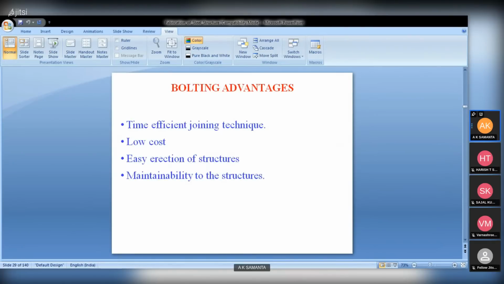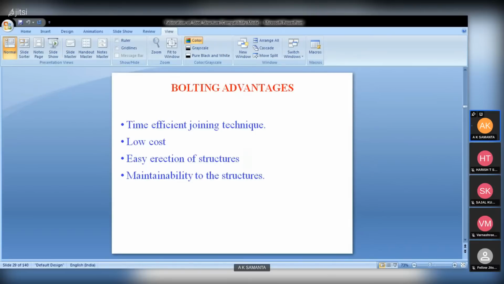Now, with the bolting option, why bolt? What is the advantage? The advantages are a time-efficient joining technique, low cost, easy erection of the structure, and maintainability of the structure. When the structure is erected, if the bolt holes have been made in the workshop, it is very easy to erect. We only have to put the bolt into the hole and tighten it properly at a later stage. And during maintenance also it is very easy.